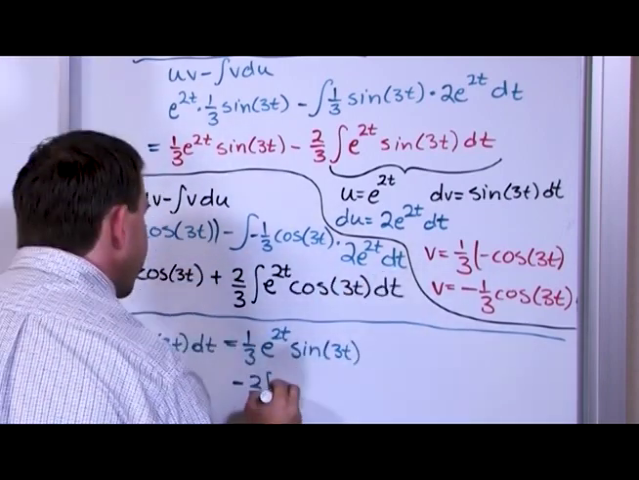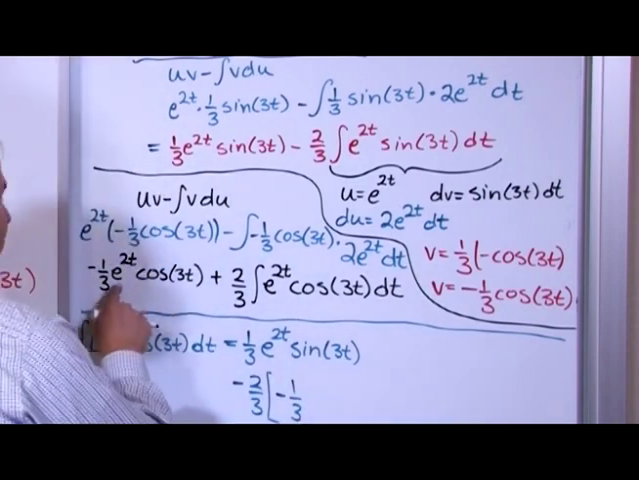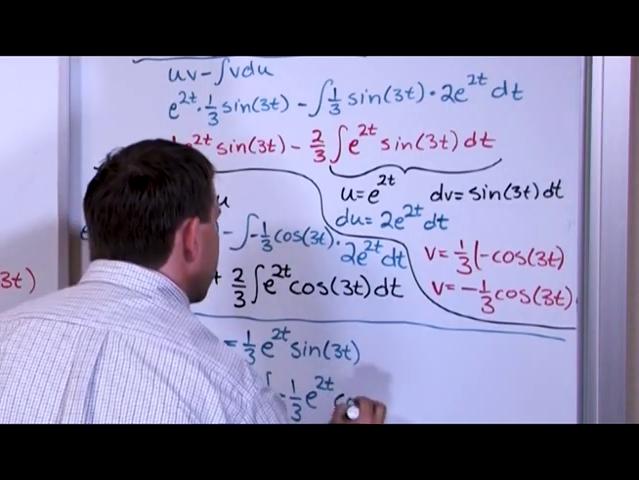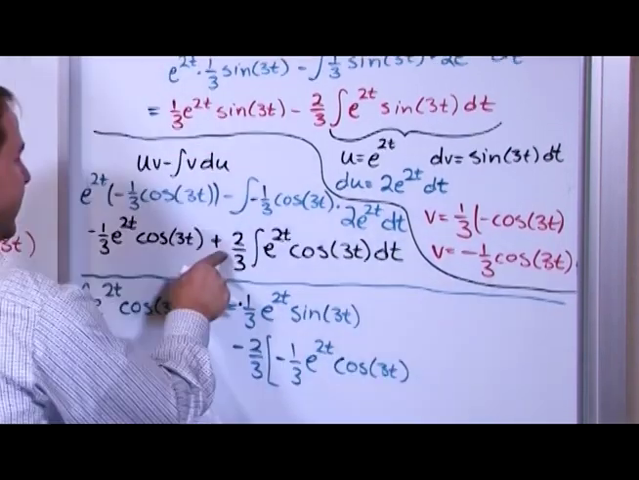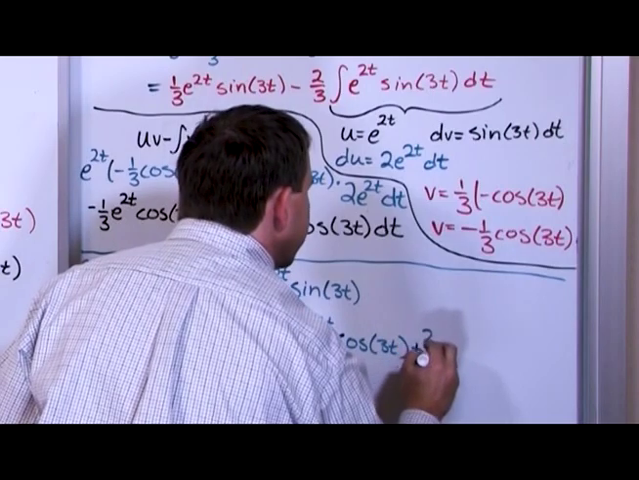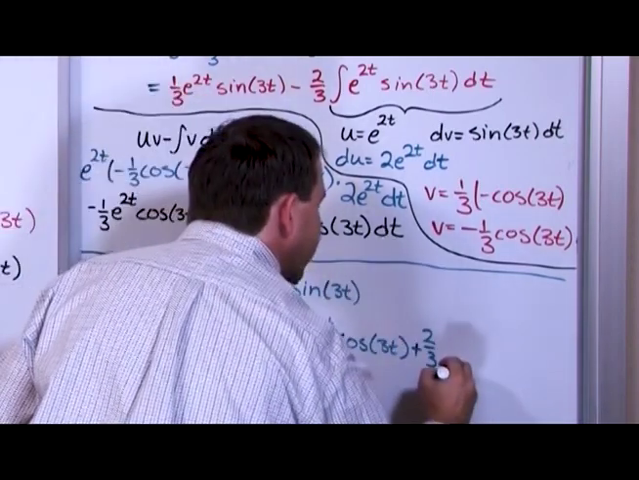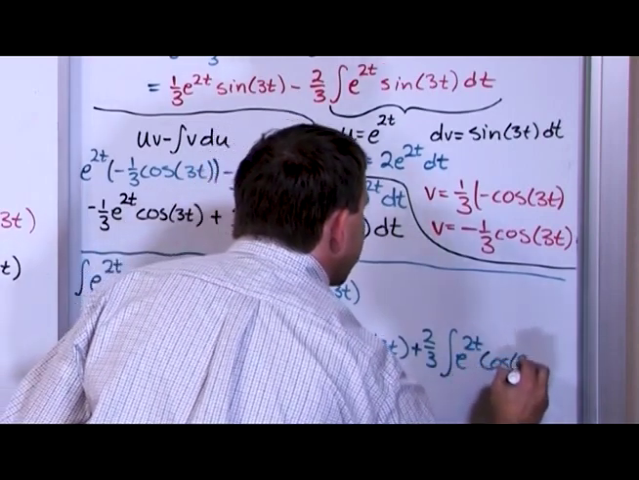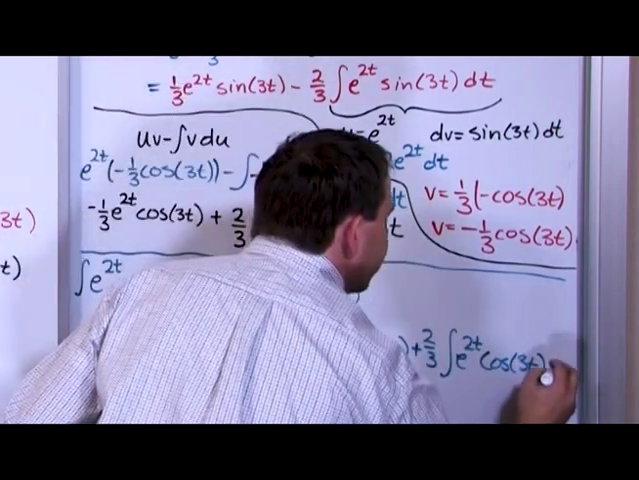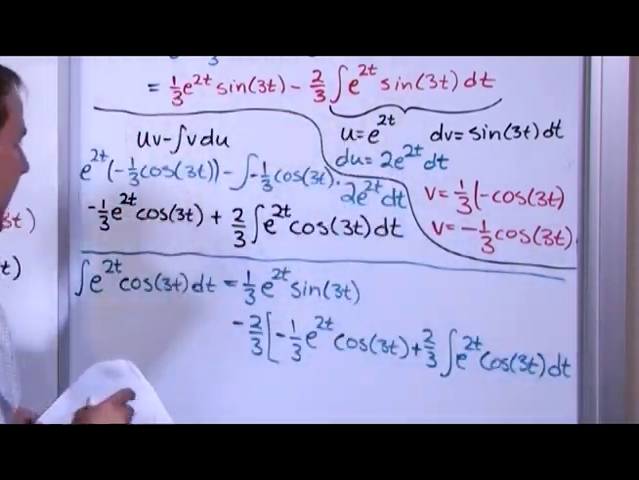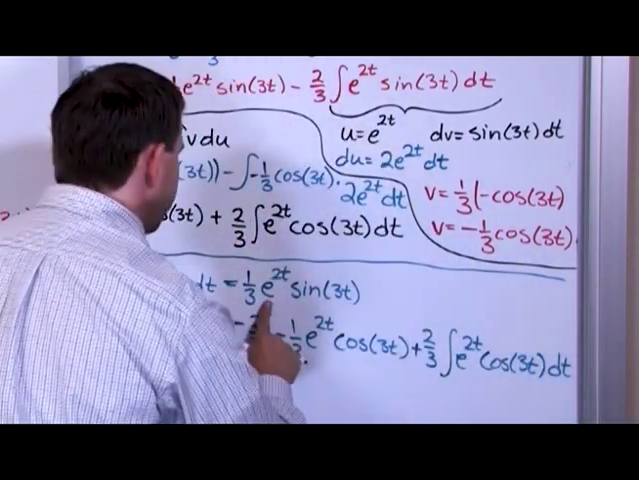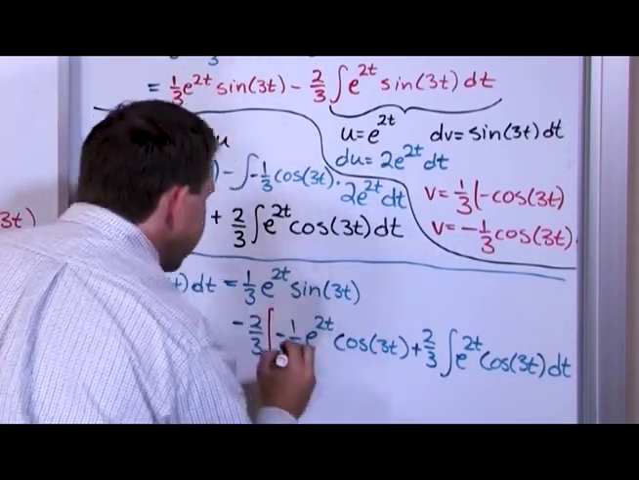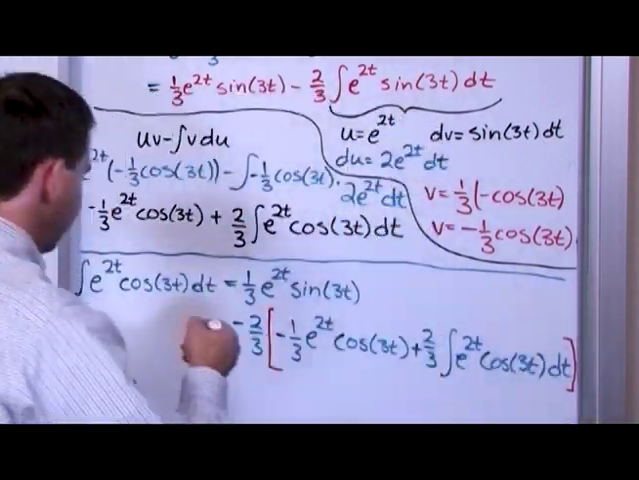So I have negative 1/3 e to the 2t cosine 3t plus 2/3, I still might run out of space, plus 2/3 integral of this stuff. Integral e to the 2t cosine 3t dt. Look, I didn't run out of space. Okay, and all of this stuff is enclosed, just to make it absolutely clear, since we have the luxury of colors, we're going to put little colored brackets so that we can keep it straight.